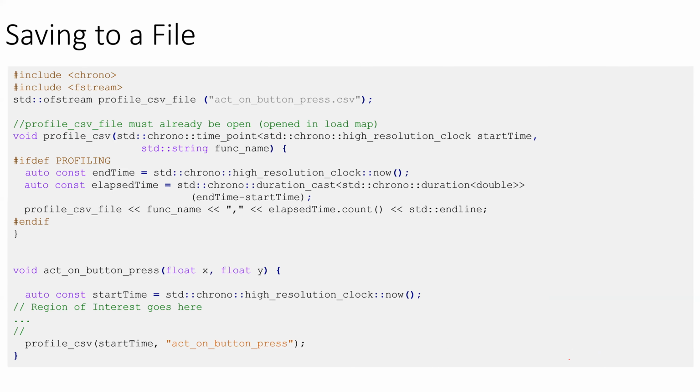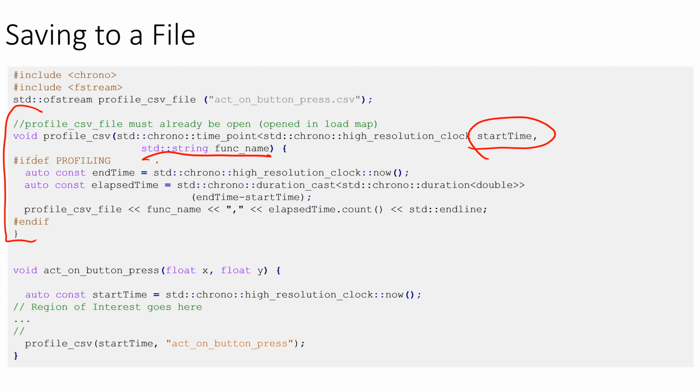Now, if you time lots of stuff and you just print it out to the screen, it could get hard to read. Maybe you have hundreds or thousands of lines of timing, and it's just very confusing. So in our reference solution I've written this code. We made a little function called profile CSV, or profile with comma separated values. Basically, I pass in one of those chrono time objects, a starting time, and I pass in a string, which is the name of the function or the piece of code that I'm timing.